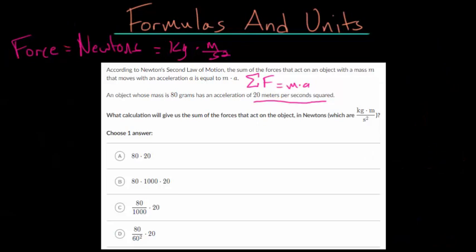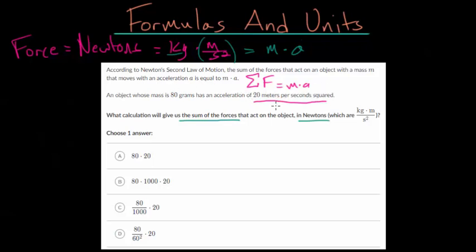So the units for newtons are kilograms times meters per second squared. So this is our acceleration and this is our mass. Because remember, they tell us that force is just mass times acceleration. And so our mass is in kilograms and our acceleration is in meters per second squared. So when they ask which calculation will give us the sum of the forces that act on an object in newtons, we're looking for essentially the left-hand side here, we just have to multiply the mass in kilograms by the acceleration, which should be in meters per second squared.